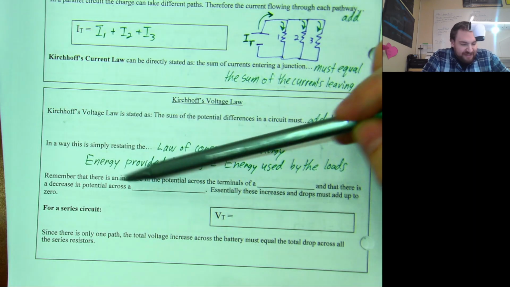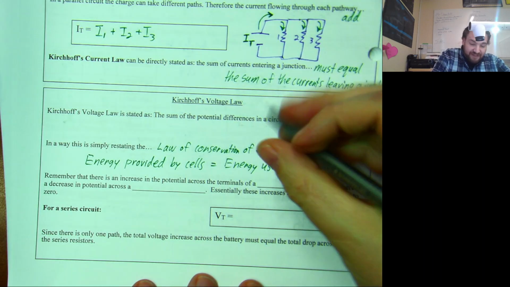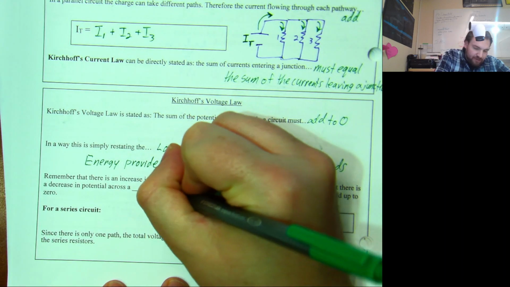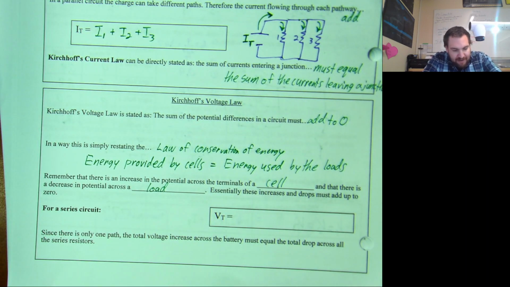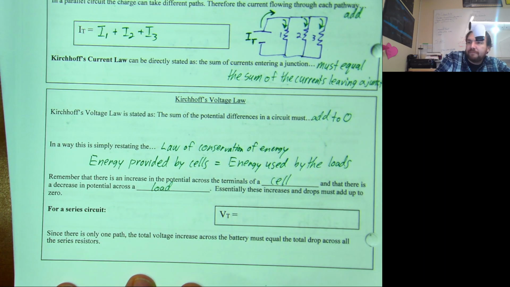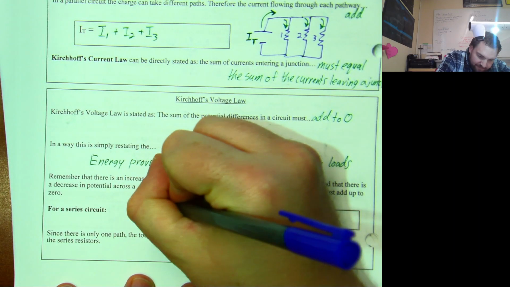It's important to remember that there's an increase in potential across the terminals of a cell, and that there is a decrease in potential across a load. Just a restatement of what I've just written. The increases and the drops have to add to 0. In a series circuit, it's relatively straightforward. I'll redraw a series circuit for us. Little guy down here. So I've got something that looks like this.